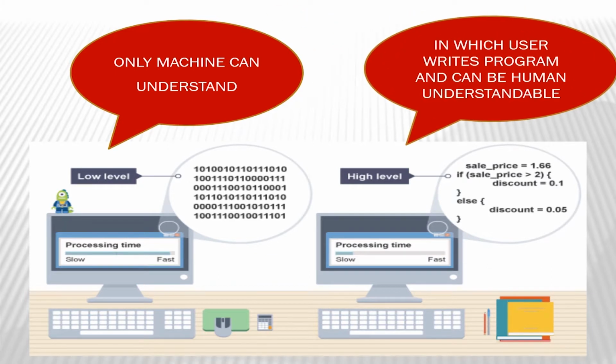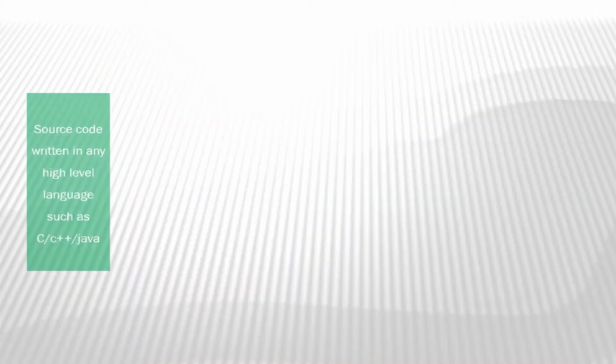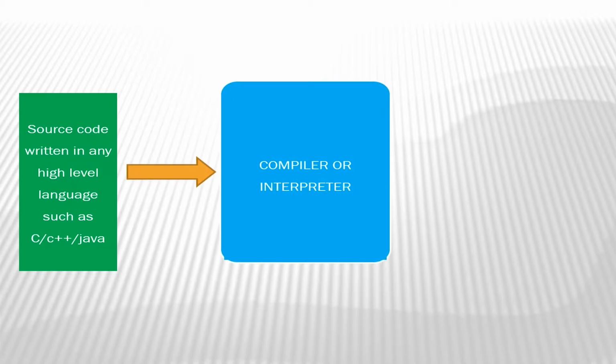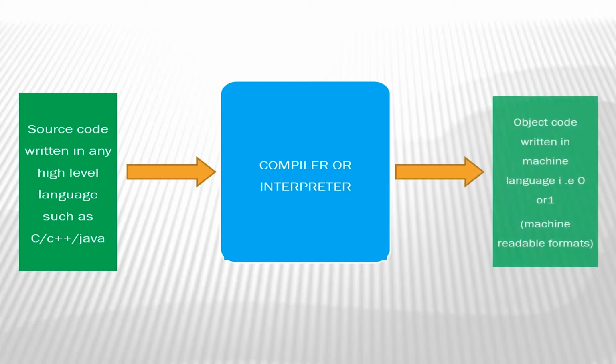High-level language can be understood by humans, whereas computers understand machine language. So we need to convert programs from high to low. This is done with the help of language interpreters. Source code is written in any high-level language, such as C, C++, and Java. And these are sent to the compiler or interpreter, which changes it to object code written in machine language, that is 0 or 1.